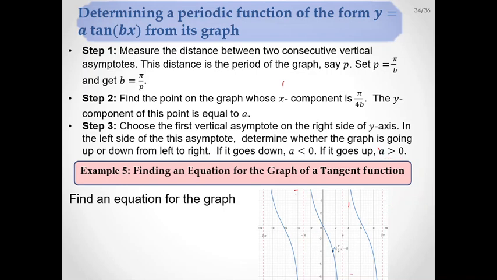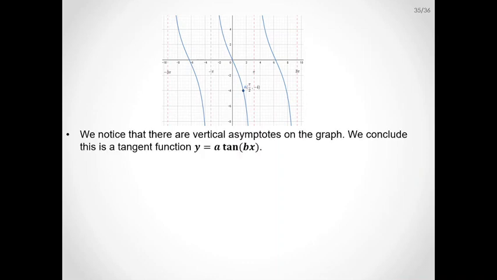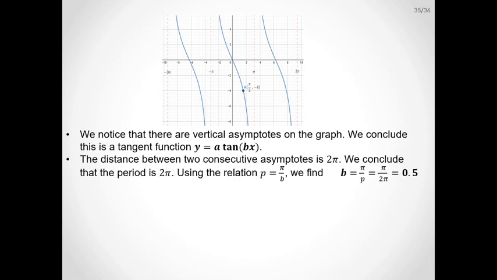Okay, let's follow the slides. Now it says there are vertical asymptotes on the graph, so we conclude it's a tangent function. So it has this type of behavior. It's repeated, and we have these vertical asymptotes. So it's y is equal to tangent bx. And then the next thing is we look at the distance between the two consecutive asymptotes. It's 2 pi. And we say pi over b is equal to 2 pi. And then you find b. B is 1 over 2.